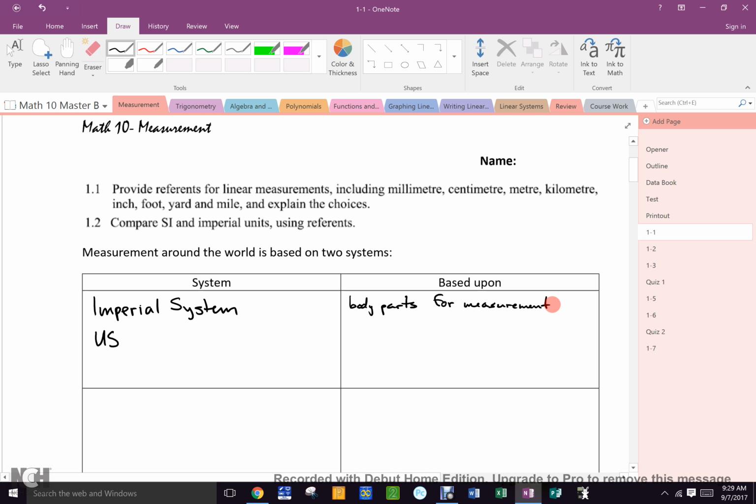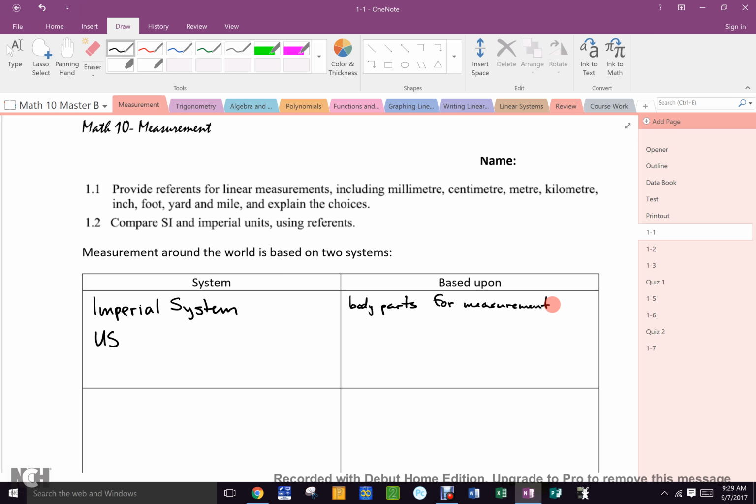So we measure distances. What else do we measure? Pardon? Yes, absolutely. We measure volumes, don't we? How much Coke is in the can? Excellent. What else? Weight. Excellent. Anything else? That's good enough. I'm happy with that.